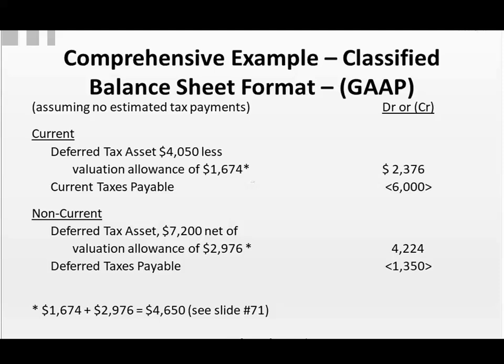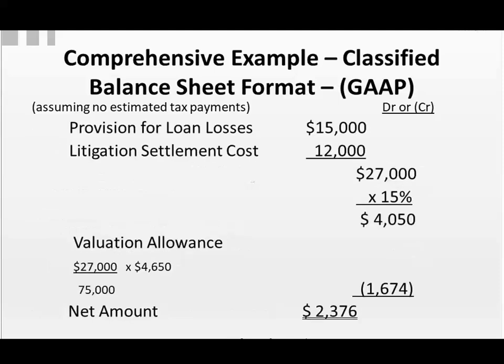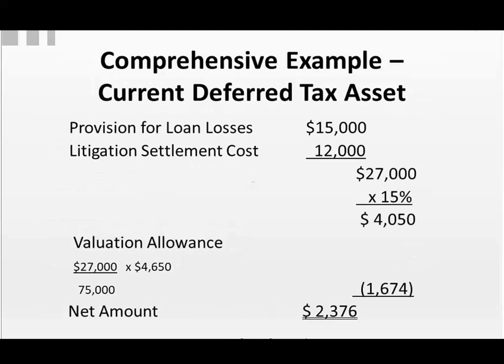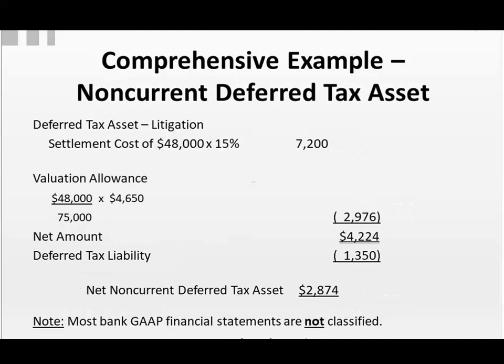So where did I get the 4,050 and the 7,200? Go to your next slide. All right? The 2 larger deferred tax asset items are the $15,000 and $12,000, which is 27,000, and 15% is 4,050. So that's the gross deferred tax asset current. Okay, stay with me. The gross deferred tax asset non-current is the litigation settlement of $48,000 times 15%, or $7,200.